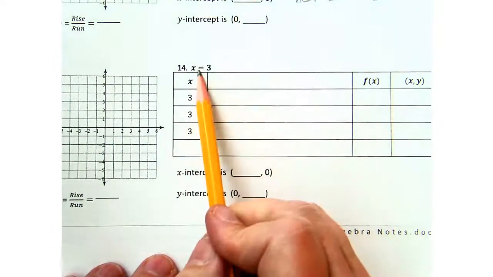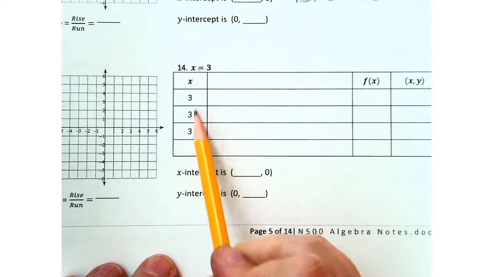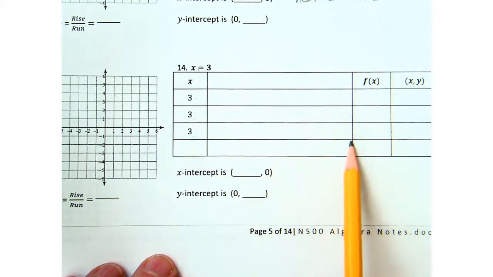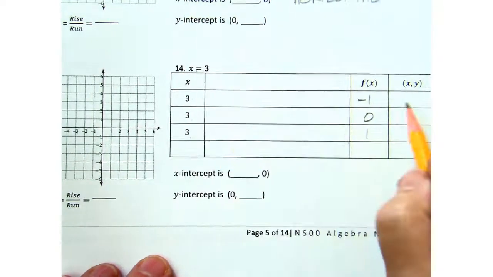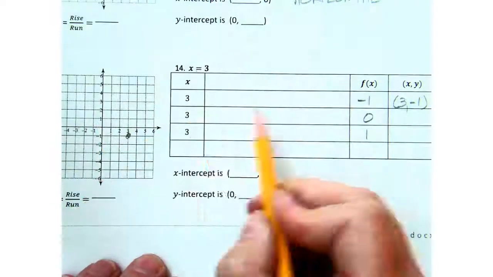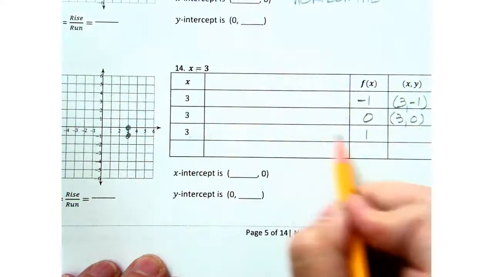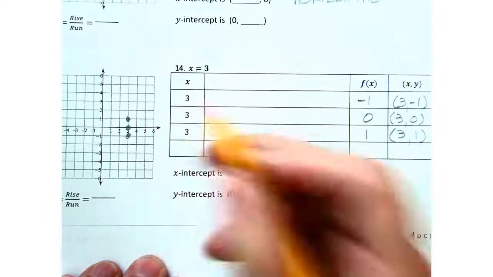Example 14 is also a special case. In this case, we have x equals 3 with no y showing up. So we put 3 under all the x's and we fill in the y's with different numbers. This gives us (3, -1), (3, 0), and (3, 1). Use a ruler to draw a line through these 3 points.